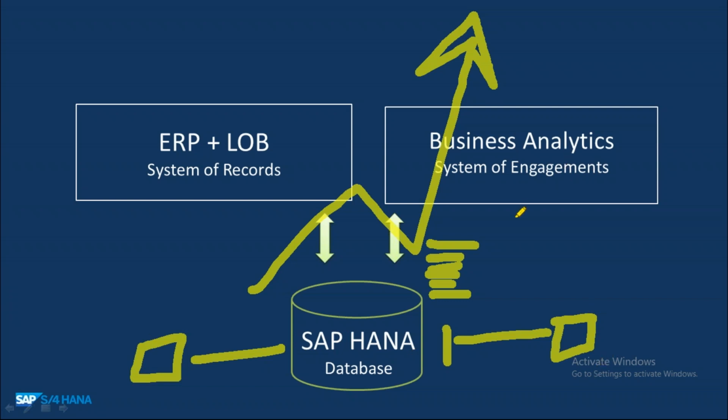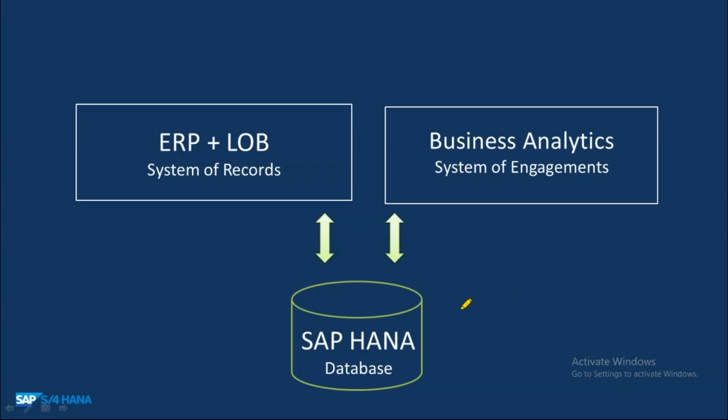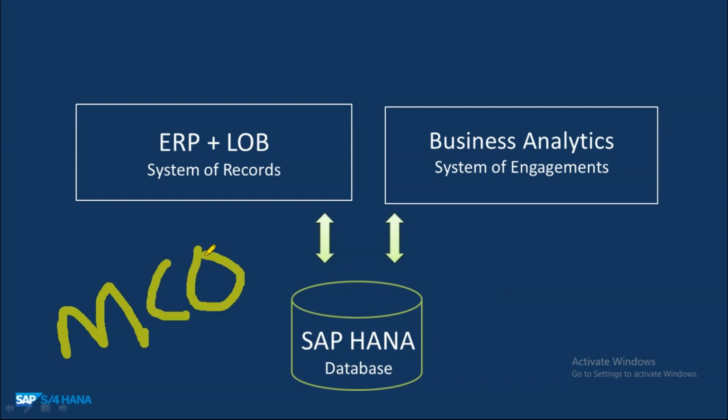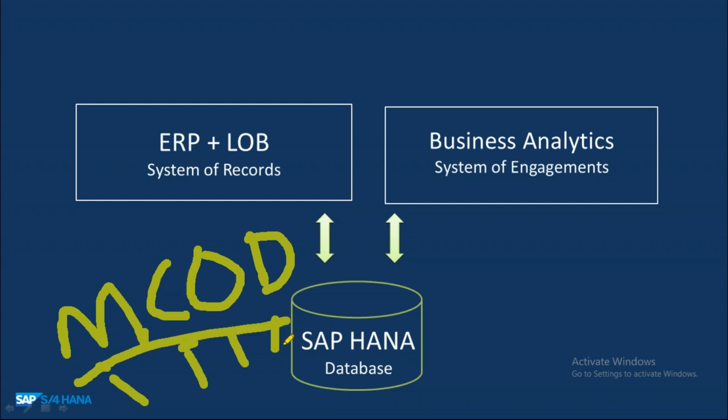So it has proven to be successful starting from 2011, followed by the market background as we've seen in the previous slide. So we have today HANA supporting MCOD. MCOD is a consulting terminology, some of you may be aware. M stands for multiple components on a single database. So MCOD is one HANA database supporting multiple application systems.